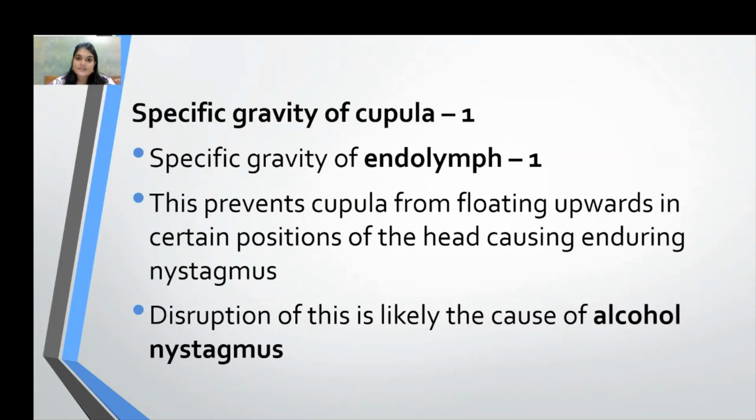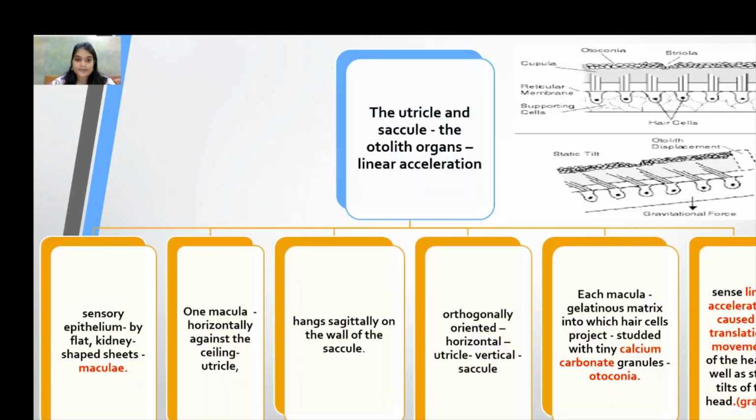The specific gravity of the cupula is 1. The specific gravity of endolymph is also 1. This prevents the cupula from floating upwards in certain positions of the head, causing enduring nystagmus. Disruption of this equivalence of specific gravity is likely the cause of alcohol nystagmus.